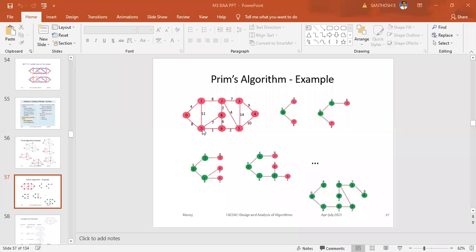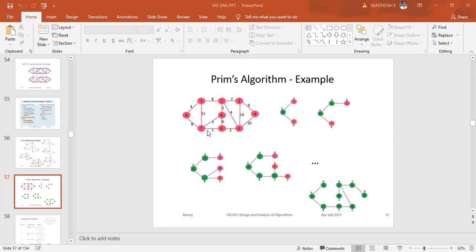So from 7, which are the nodes can be visited? From 7 you mark: 7 to 6 is 1, 7 to 8 is 7, 7 to 1 is 11. In that, which is the minimum one? 7 to 6 is 1 is the minimum one. You have not taken this 11 because it is of highest cost. So 7 to 6 is 1, 7 to 8 is 7. So that's why you have marked.